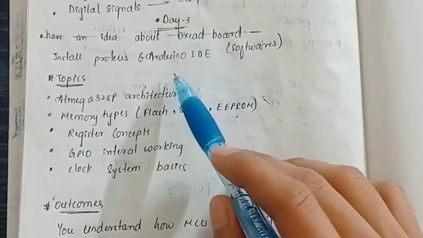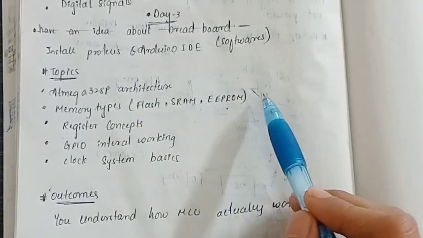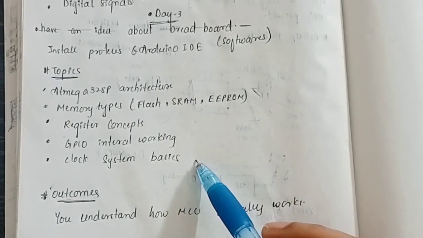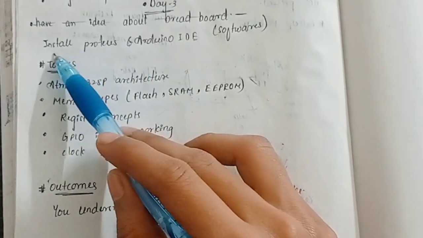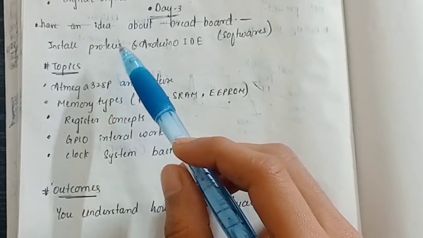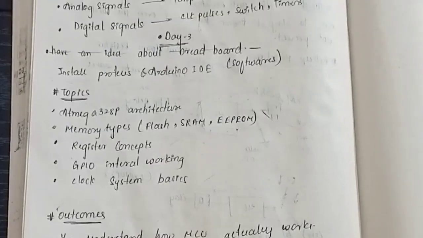These are the contents which we are going to learn for day 3. ATmega 328 architecture, memory types, register concept, GPIO, internal working and clock system basics. We are going to use Arduino IDE and Proteus software for designing and writing code using C and implementing it on Proteus.